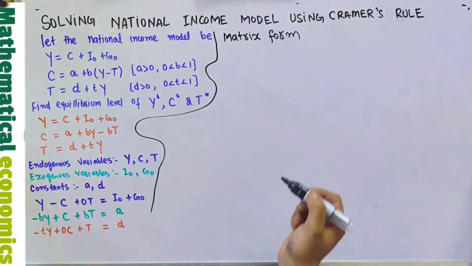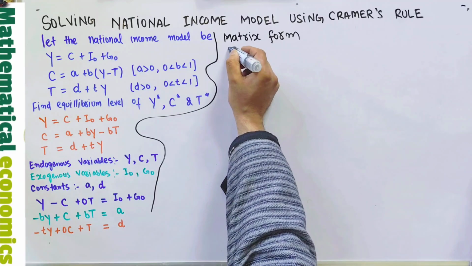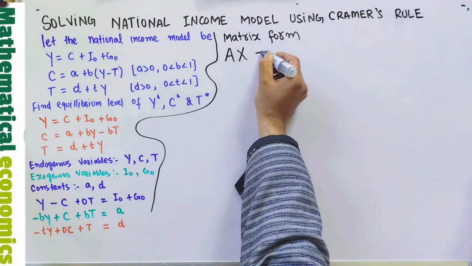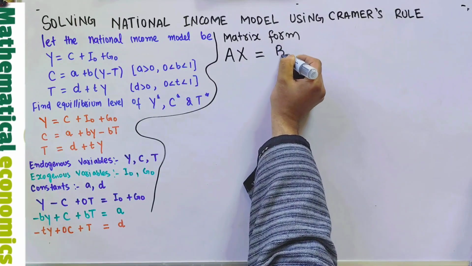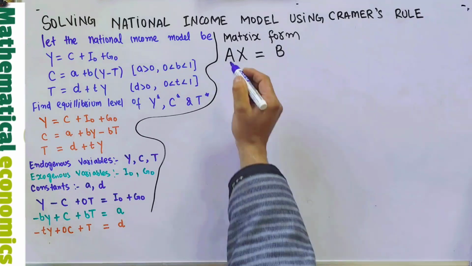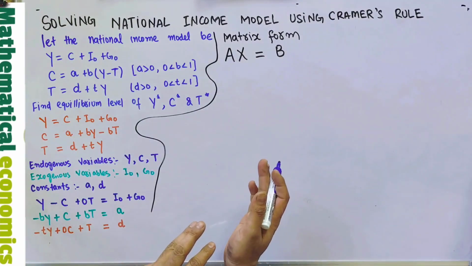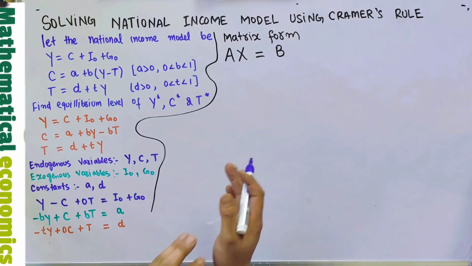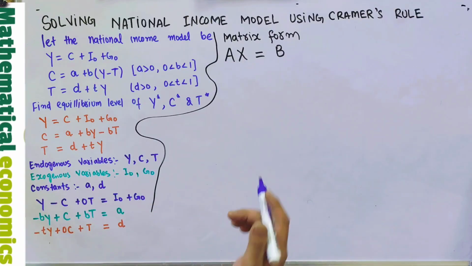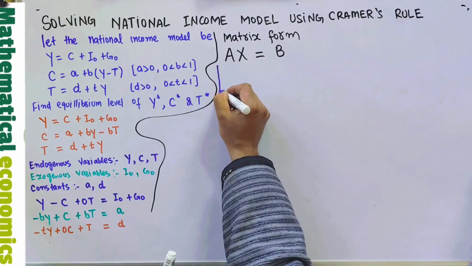By matrix form, what I mean is that I have to write it in this fashion, that is A times x should be equal to b. Now don't get confused about what A, x and b are; I will explain. A is our coefficient matrix. The coefficients of y's, c's and t's denote our coefficient matrix, and let me be very specific here.